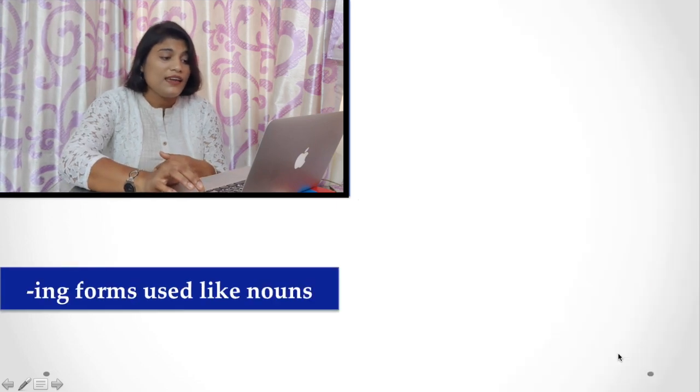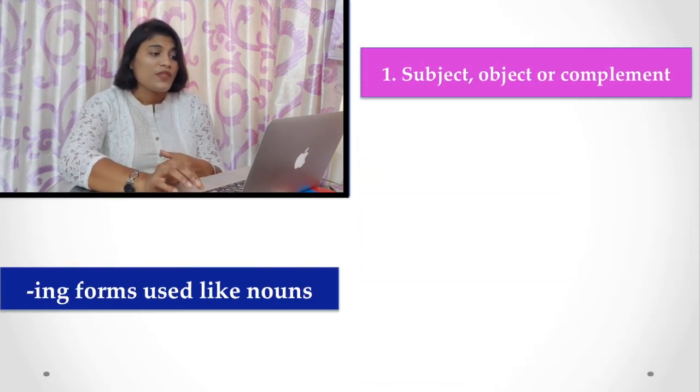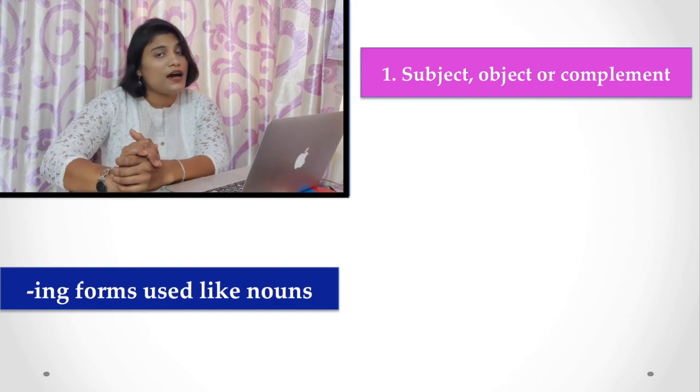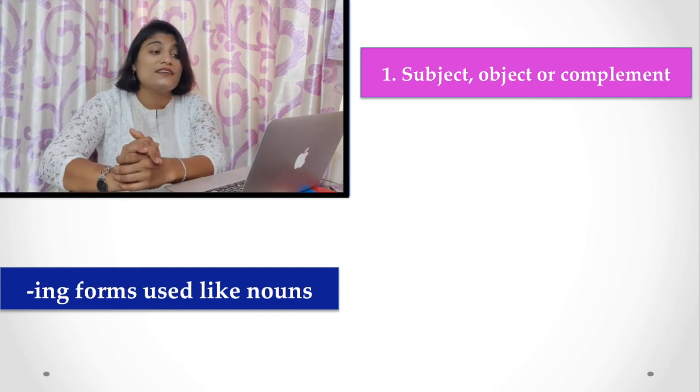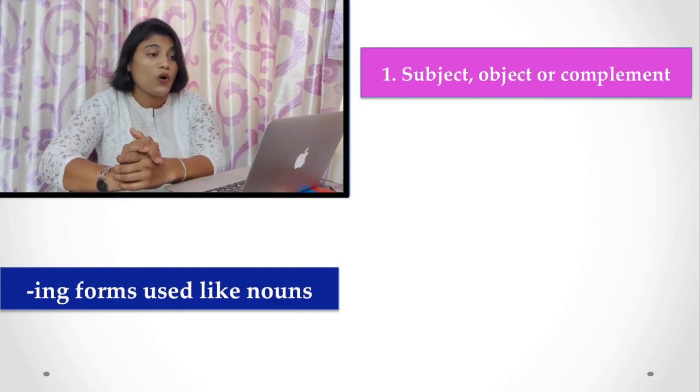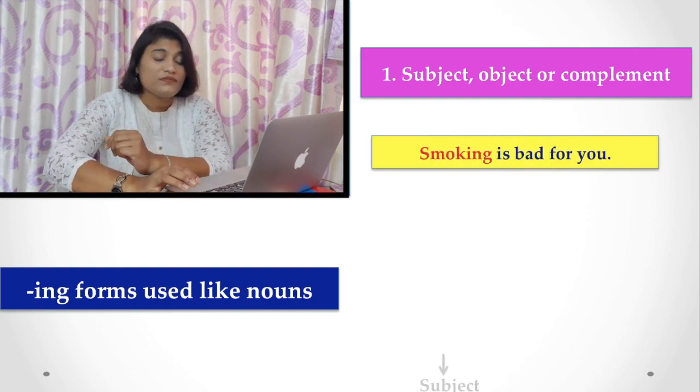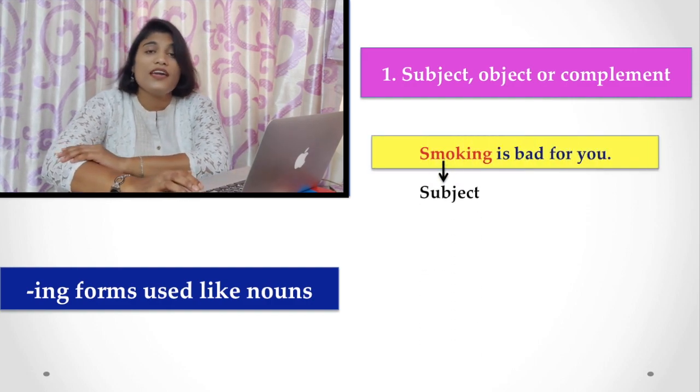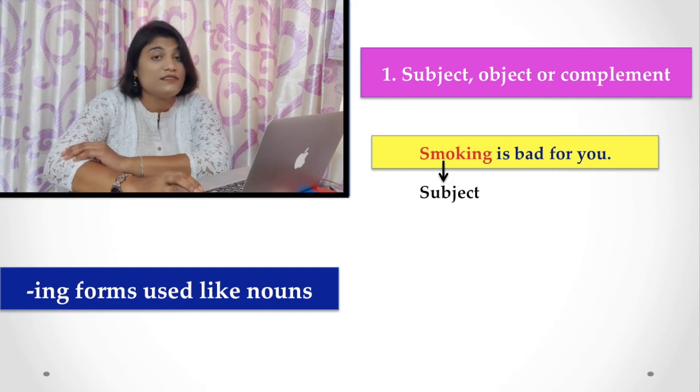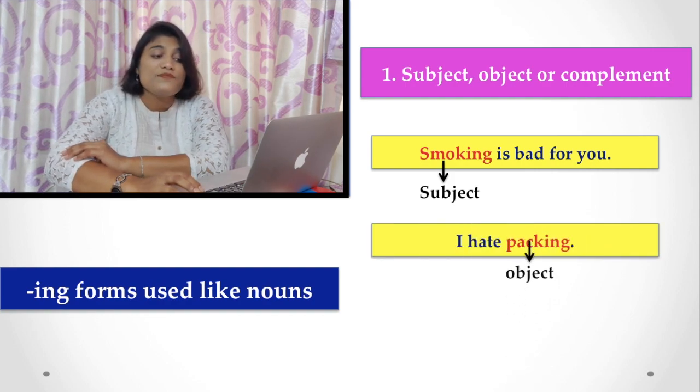Now let's see elaborately. Here, a gerund or verbal noun can be used as a subject, object or complement. For example, smoking is bad for you. Here it is a subject. I hate packing.